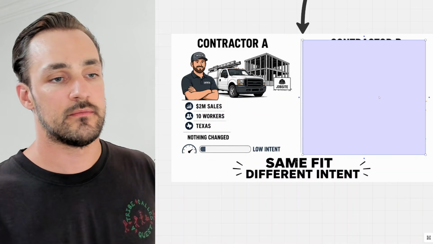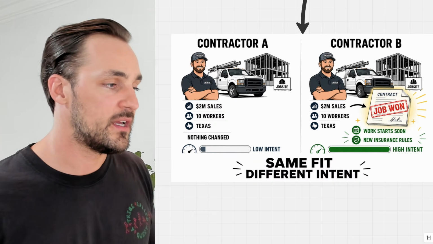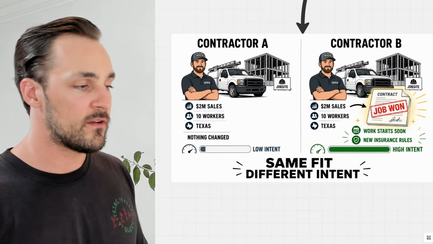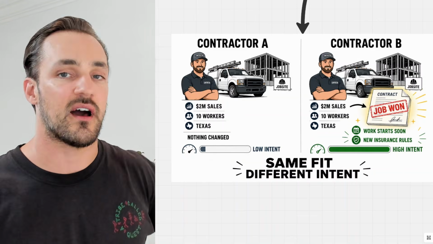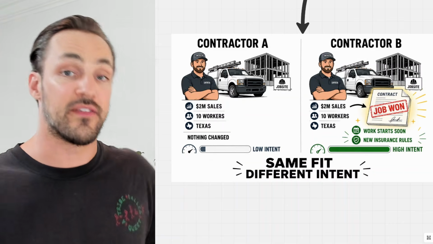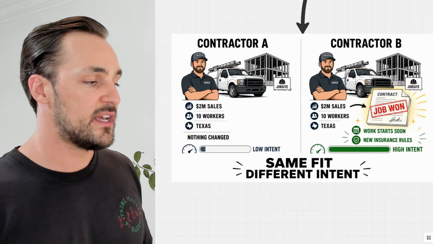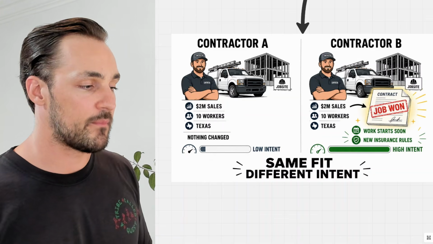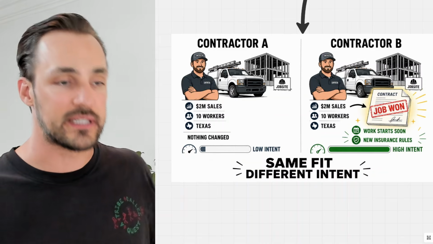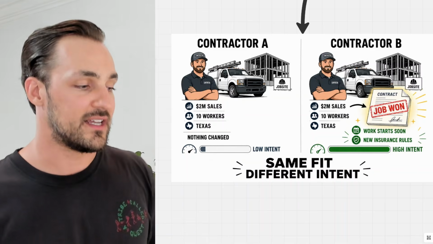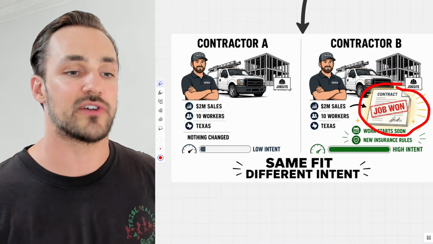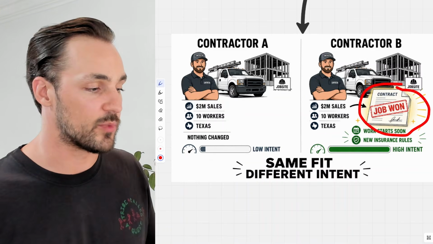Now, let's look at contractor B. Same revenue, same team, same state, but Friday afternoon he got a call. He just won the biggest project his company has ever landed. The GC sends over the contract and there are new insurance requirements. So his current policy may not meet them. And the work starts next week. Now his level of intent is completely different. Same fit, different intent. That's the trigger. This is ultimately what's going to cause contractor B to take action much more quickly.